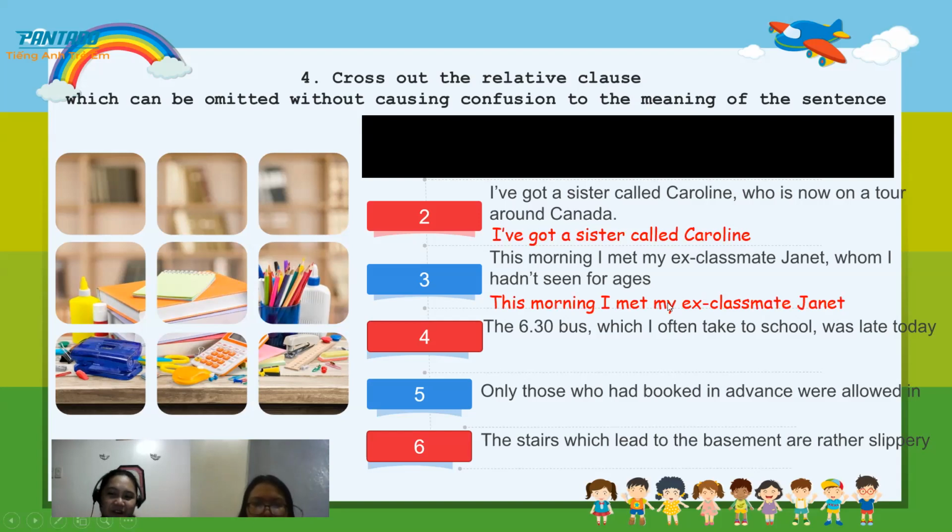This morning I met my ex-classmate Janet. Again, the relative clause is after the defined noun. This is our defined noun, Janet. And this is a comma, as you can see. The sentence after the comma is just the defining clause. I mean the relative clause, which is only the extra information.